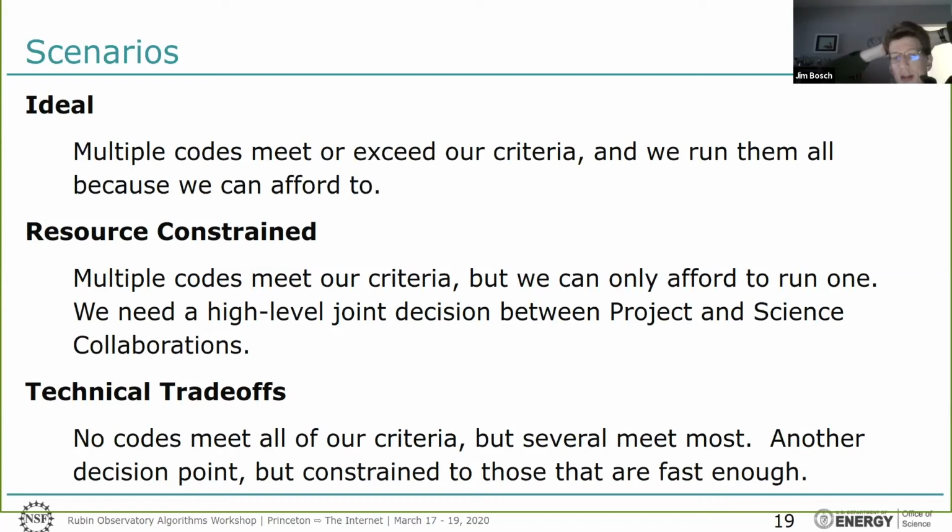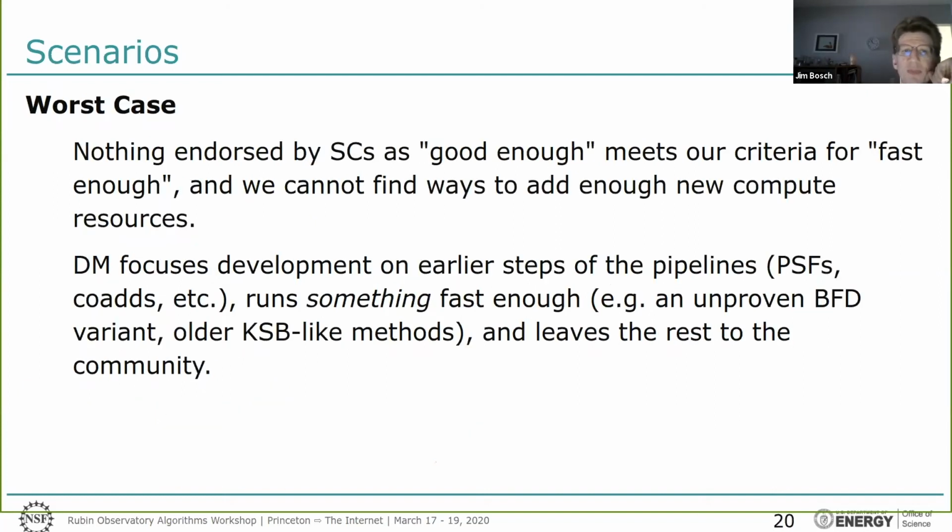A similar scenario is that there are technical trade-offs. None of the codes meet our criteria. Maybe one of them is fast enough, but wasn't run on a precursor survey in any form, but the other one was and isn't fast enough. I think there's another decision point here. It unavoidably can be constrained to those that are fast enough, for some value of what fast enough means. And I think there's a worst case here where nothing that the science collaborations think is good enough meets our criteria for fast enough, and we can't find ways to add new compute resources.